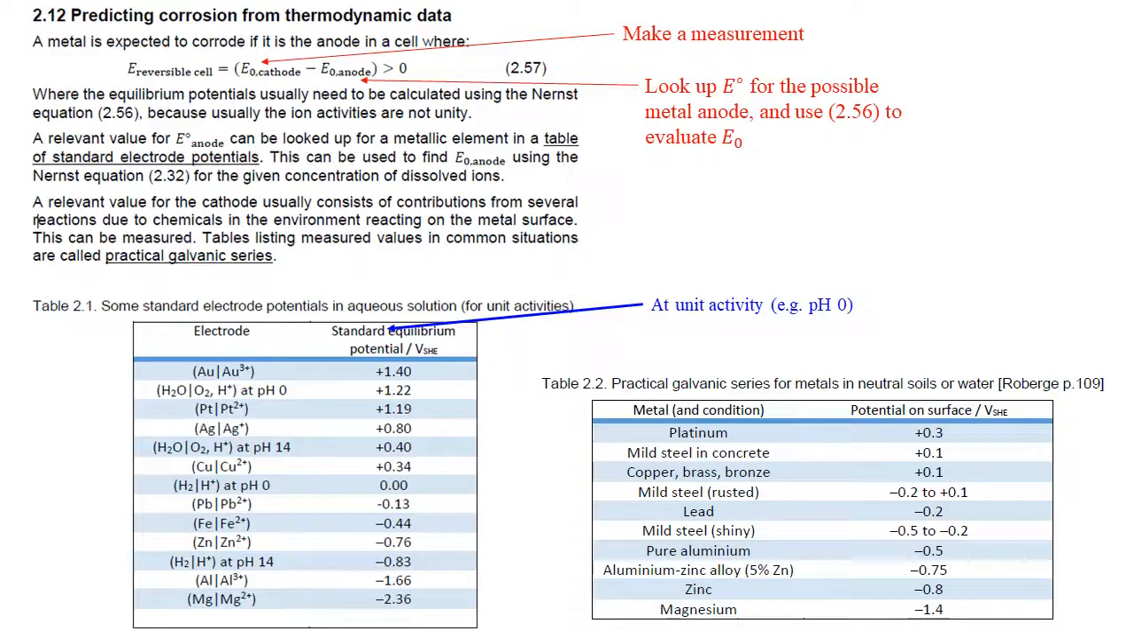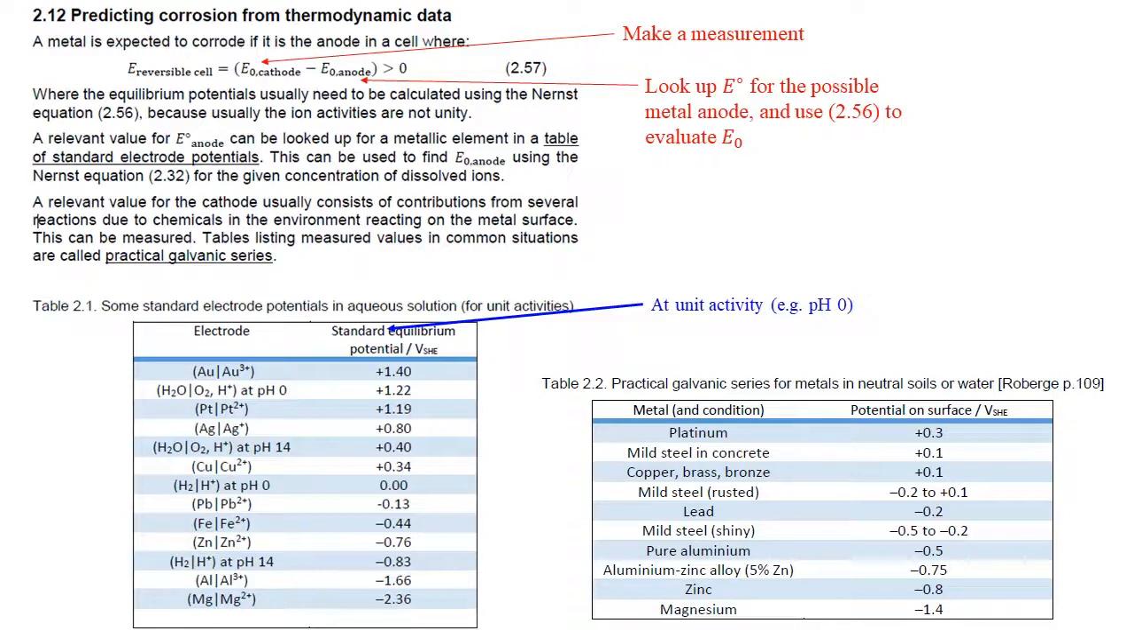And for example, we might have steel or say iron metal dissolving to Fe2+ ions, and it has a standard equilibrium potential of minus 0.44 volts SHE. We take that and we correct this for the actual dissolved ferrous ion concentration in the environment using the Nernst equation, equation 2.56. So that gets us the anode equilibrium potential term.